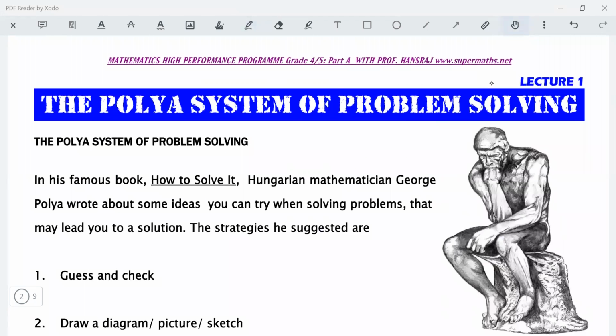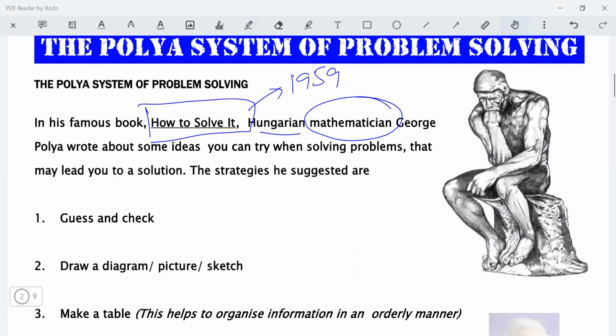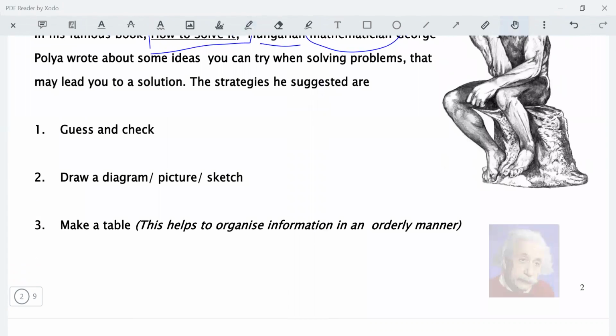So we will start the lecture with the discussion of the Polya system of problem solving. George Polya was a famous mathematician from Hungary, and he wrote a book called How to Solve It, published in the year 1959, very difficult to find. But in his book, he gave a large number of techniques that one could try out in order to make some progress in solving problems. And we will discuss them carefully in the lecture.